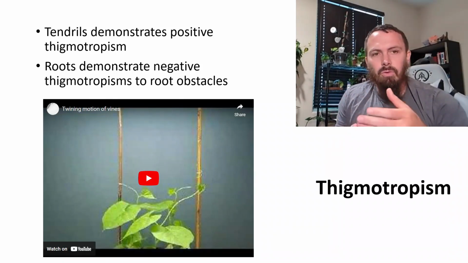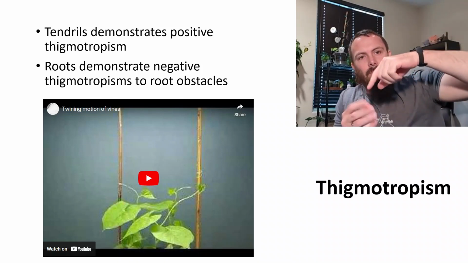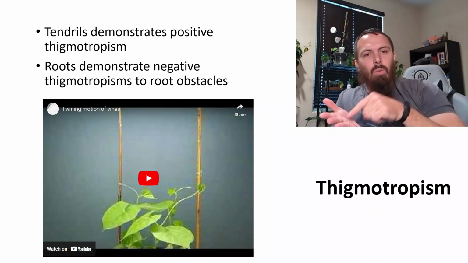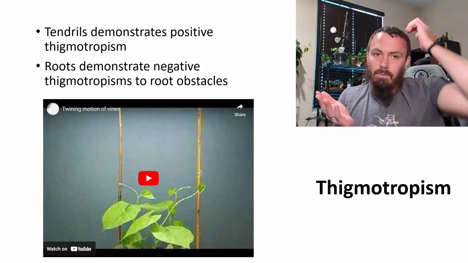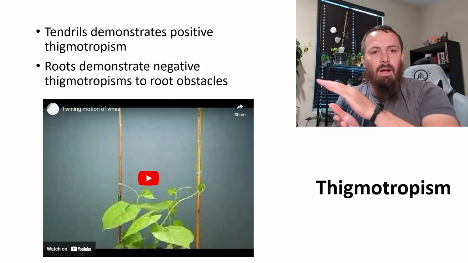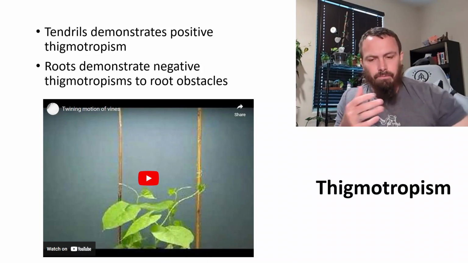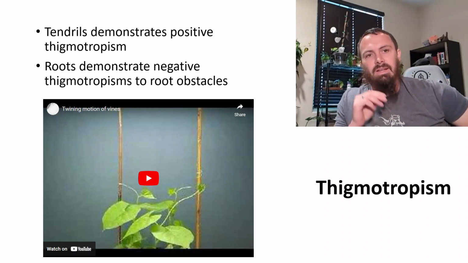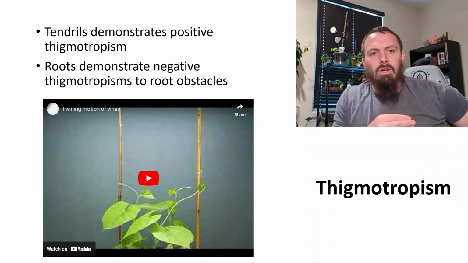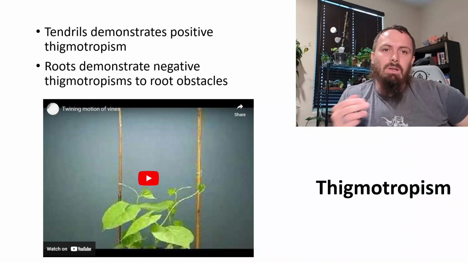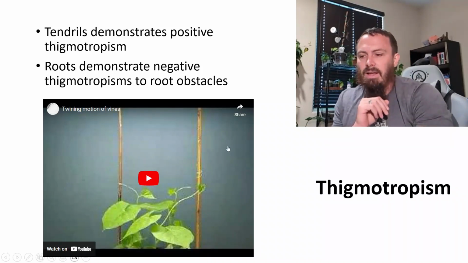But things like roots, where they're going through soil, right? Maybe they encounter a big rock. You don't want it to keep growing towards that rock, right? That's not beneficial to the plant in any way. What you want it to do is move away from the rock, go find more nutrients and find water. So roots often exhibit negative thigmotropism. Shoots can also exhibit negative thigmotropism. It really kind of varies on the plant's ecology. Tendrils themselves just typically have positive thigmotropism. I can kind of show you that here.